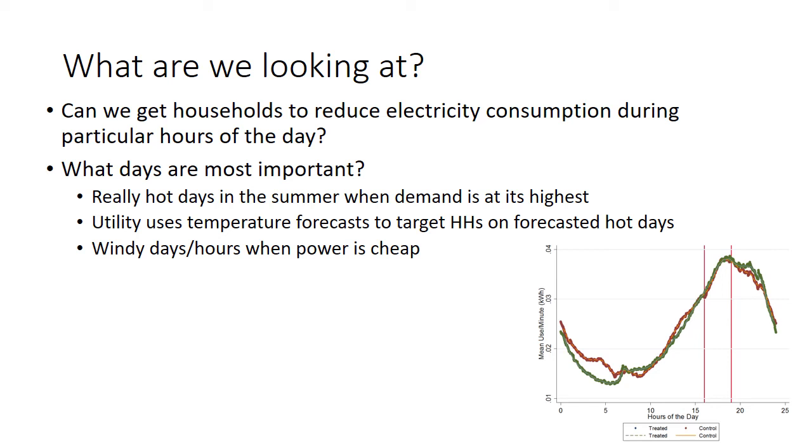So the idea is, can we get households to reduce electricity consumption during particular hours of the day, and what days are most important? Really hot days in the summer when demand is at its highest. The utility uses temperature forecasts to target households on the forecasted days, so they're going to send these text messages the day before the really hot days, and then windy days when power is cheap, so that's during the winter.